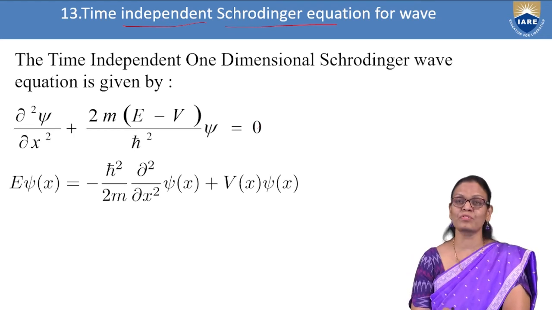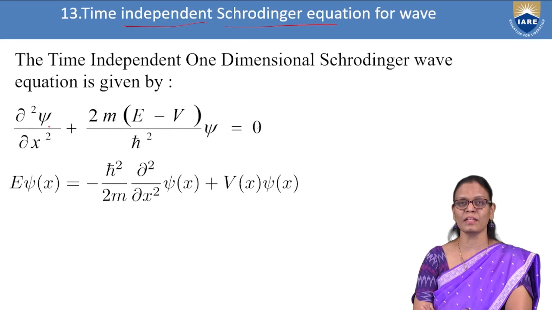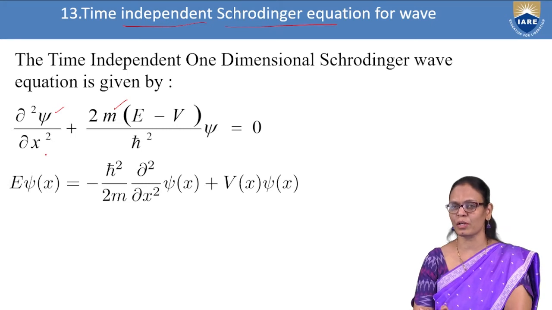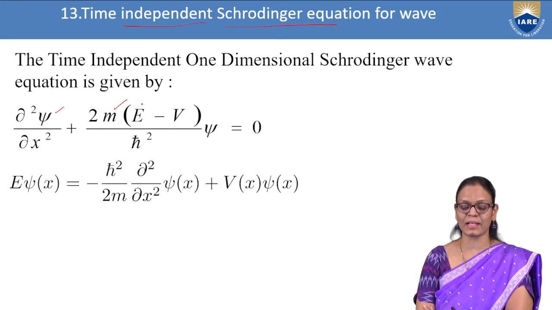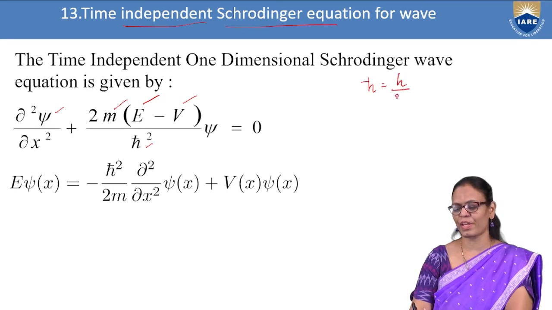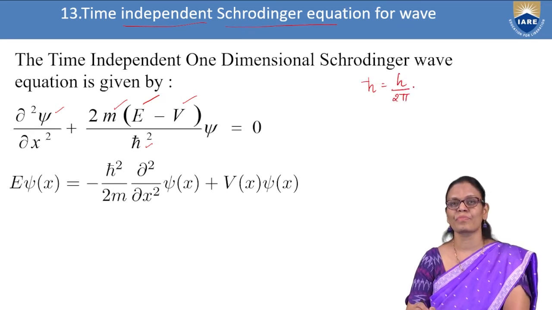You may only have to explain the terms that are involved in this. So what is psi? Psi is the wave function. m here is the mass of the particle. If you are talking about the electron here, it will be the mass of the electron. E is the energy and V is the potential. And ħ is h upon 2π, where h is the Planck's constant.